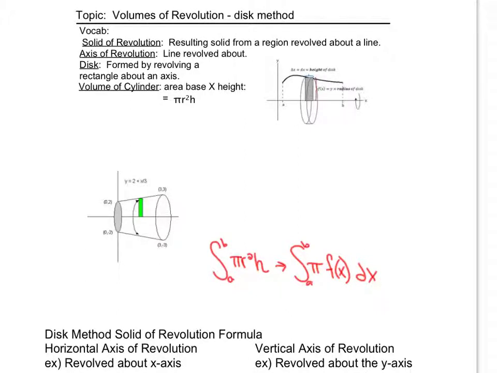So now that we know how to find area between two curves, we're going to start talking about what if we took that area between the two curves and we rotated it around some axis. We're going to look at a couple different methods, but we're going to start by looking at what we call the disk method.